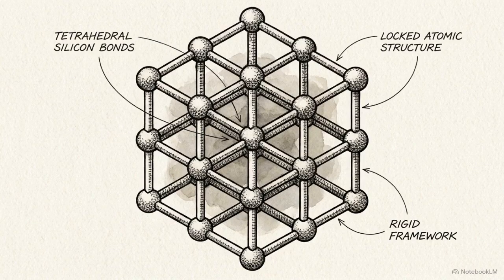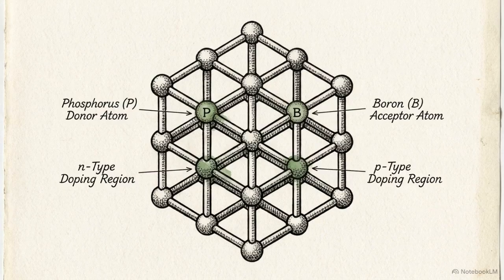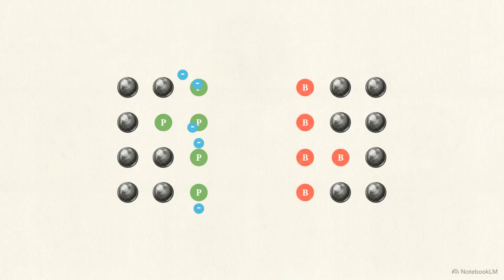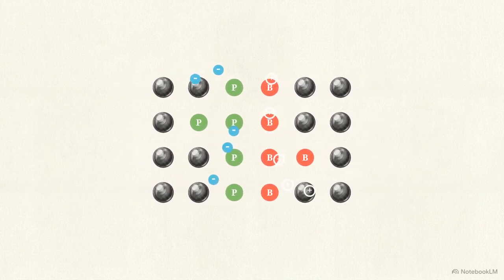Pure silicon is an insulator. Its atoms lock together in a crystal lattice, leaving very few free electrons. To make it conduct, we must introduce impurities in a process called doping. By adding pentavalent elements like phosphorus, we force extra free-moving electrons into the lattice, creating N-type silicon. By adding trivalent elements like boron, we create positively charged voids or holes, creating P-type silicon. When we fuse them together, we create a massive concentration gradient.